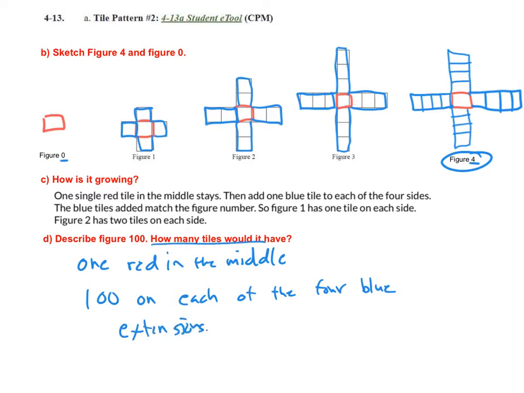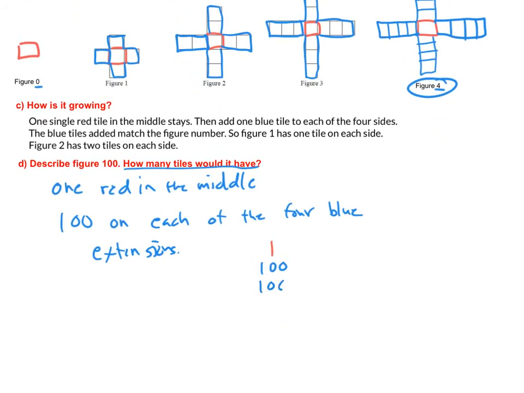So then here, the second part is, how many tiles would it have? Well, I've got the 1 red in the middle, so that should just be 1. So I'm going to do that in red. I've got 1 red in the middle. And then each of the 4 arms, so I would have 100 tiles in the 1 arm because it matches the figure number. And then I've just got 4 of those arms. So in total, when I add all that stuff up, I should have 401 tiles. Okay, let's take a look at the next one.